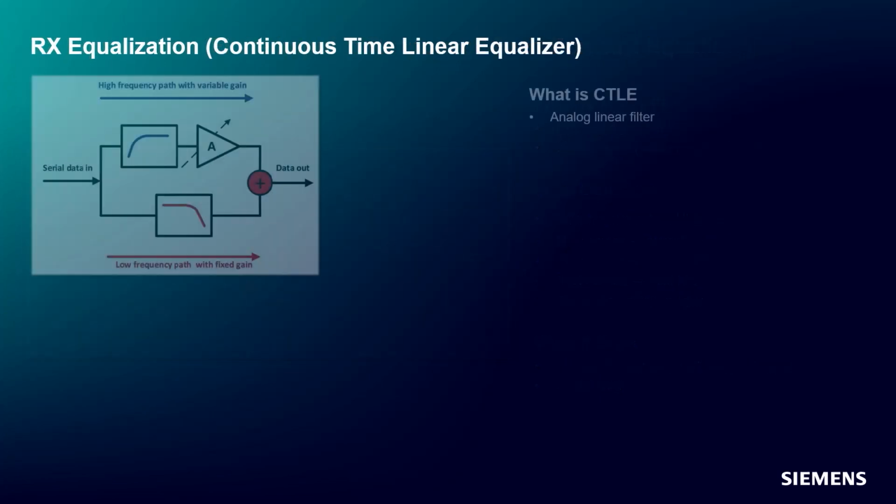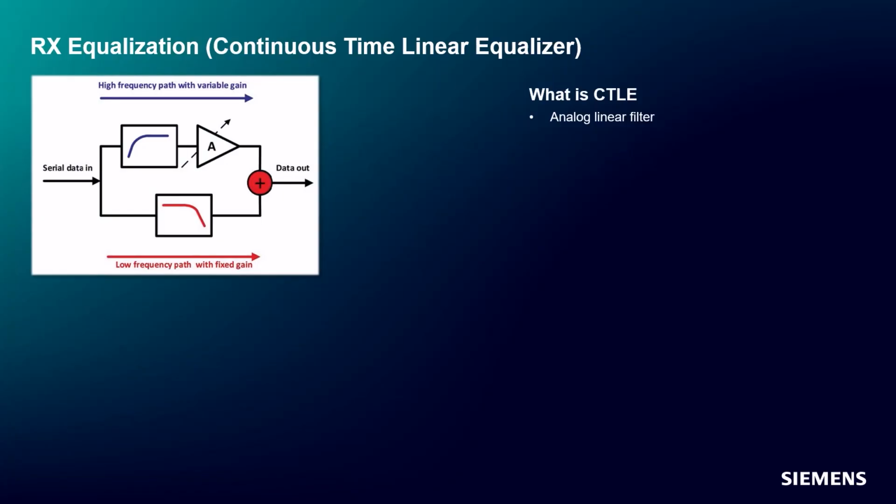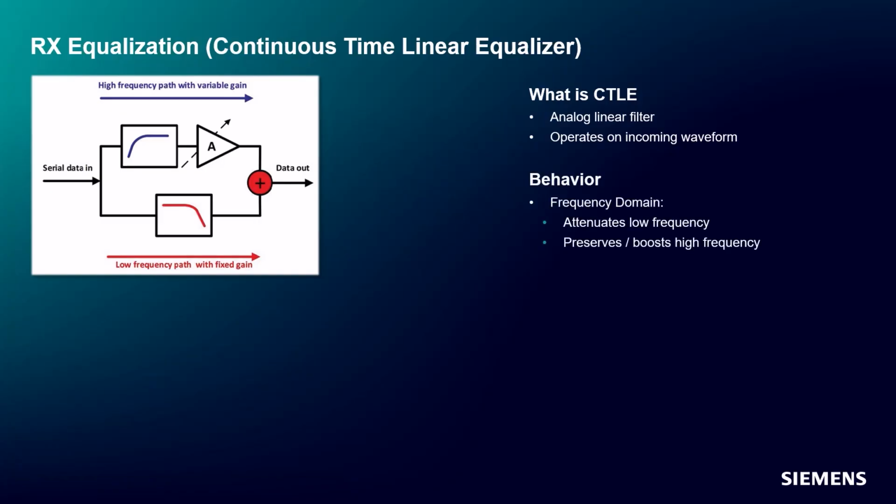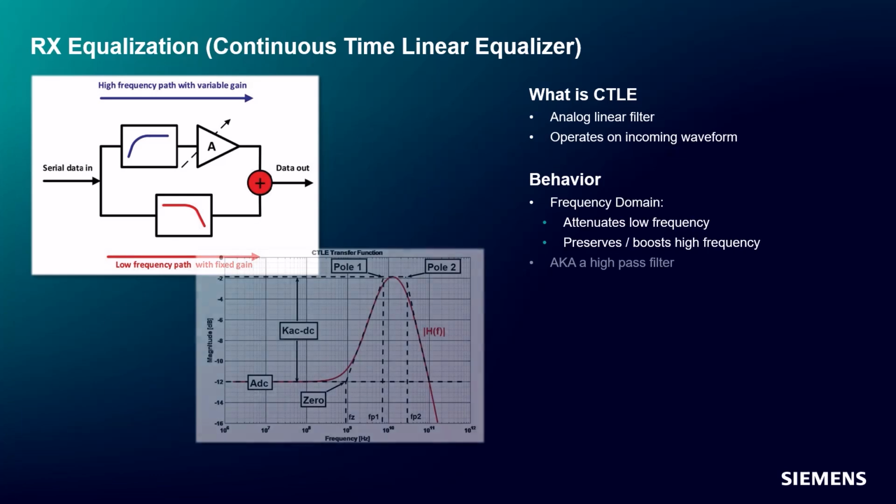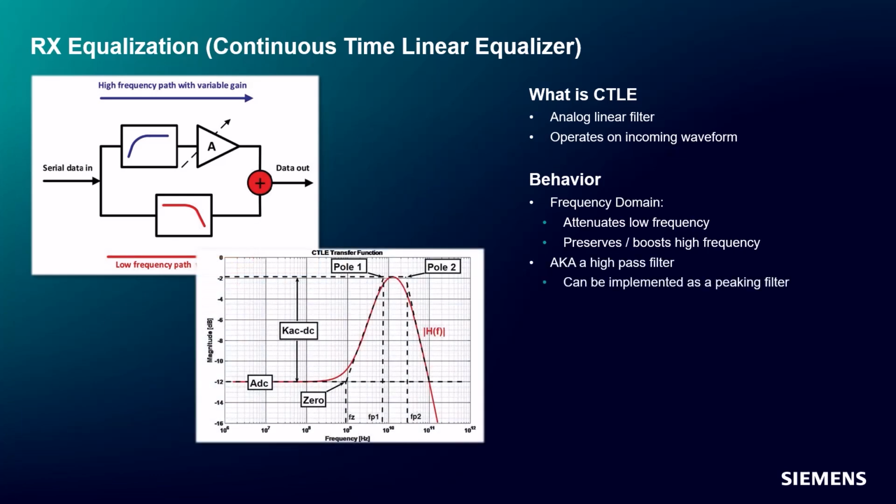The first type of receiver equalization we'll look at is the continuous time linear equalizer, or CTLE. The CTLE is an analog filter that operates continuously on the incoming signal. Its primary function is to compensate for frequency-dependent loss. It does this by attenuating low-frequency components and allowing higher-frequency components to pass more strongly. In effect, it behaves like a high-pass filter. In the circuitry, this can be implemented as a peaking filter with a transfer function that contains a 0 and 2 poles. This helps restore signal edges and reduce waveform spreading.